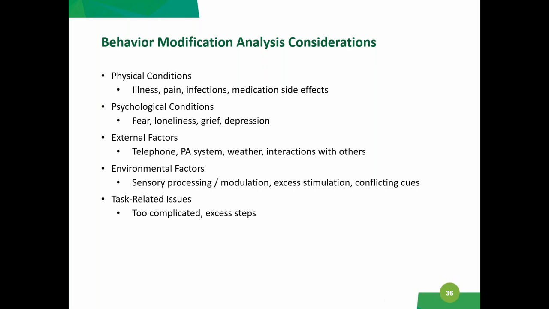So let's go into what we are looking at when we talk about the analysis. We look at physical conditions. Is there any illness, pain, infection, or, with the medications the patient's taking, any side effects? Psychological conditions. Is there fear going on, loneliness, grief, or depression? External factors such as the telephone or the PA system, weather, interactions with others, environmental factors, sensory processing, modulation, excessive stimulation, conflicting cues, and then task-related issues. Is the patient being asked to do something that's too complicated or has too many steps? So the patient has a resulting event from that.